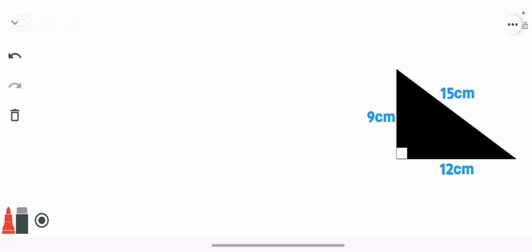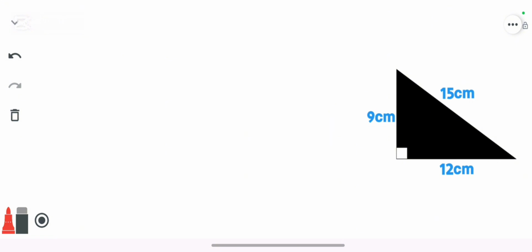Look at this triangle. Is it a right angle triangle? You have 5 seconds to think about it. Alright, time's up.